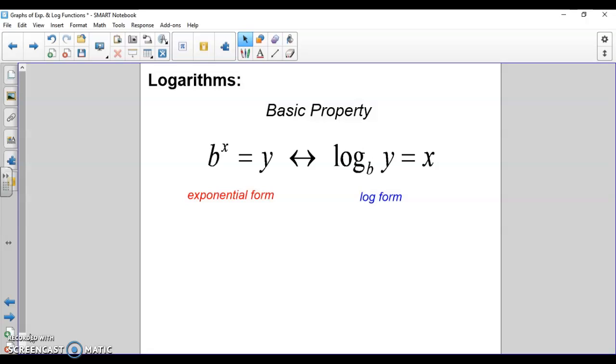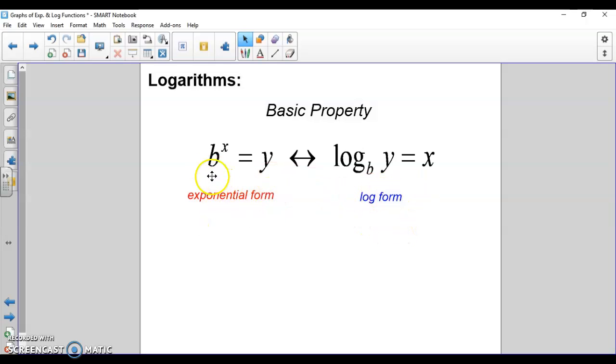Logarithms are something probably completely new to us. These are actually the inverse function for exponentials. That's why we do them together. An exponential function will undo a logarithm function, and vice versa. A logarithm function will undo an exponential. Now, a basic property that we're going to be talking about is just rewriting back and forth between exponential form and log form.